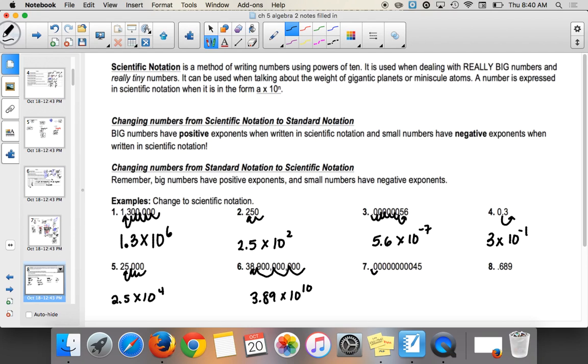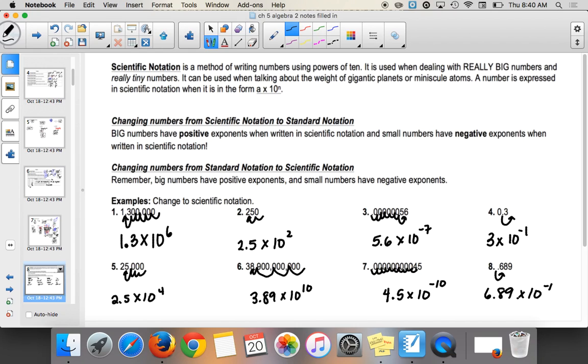Michael, you with me? I'm going to go 1, 2, 3, 4, 5, 6, 7, 8, 9, 10 places again. But now this is a tiny little decimal, right? So it's going to be 4.5 times 10 to the negative 10. And then the last one is 6.89 times 10 to the negative 1. We move it over just one little space, right? Okay, is that all familiar to you? You've all done this before.